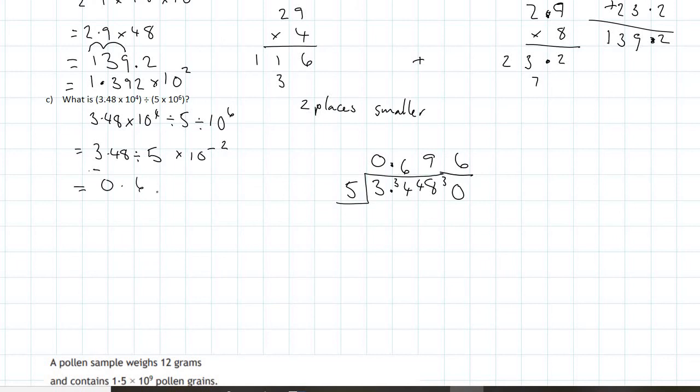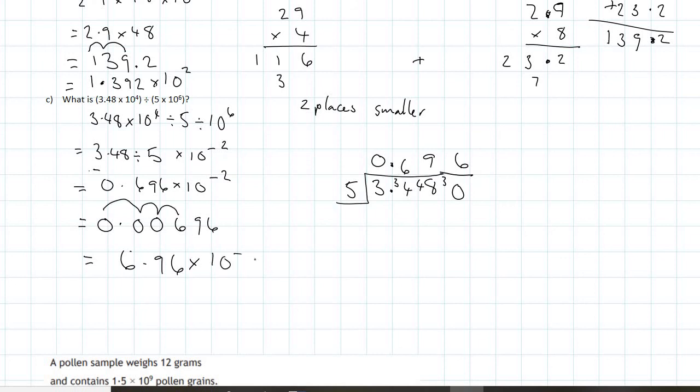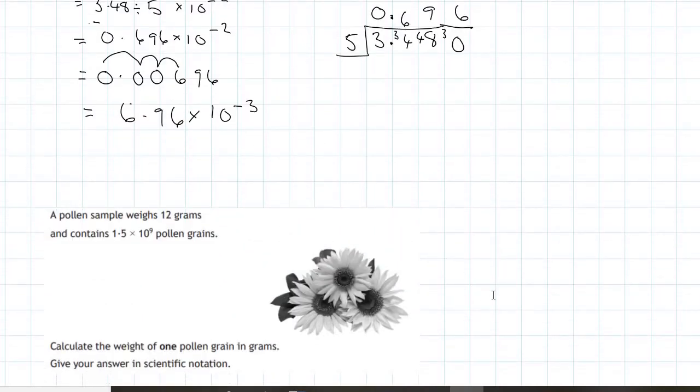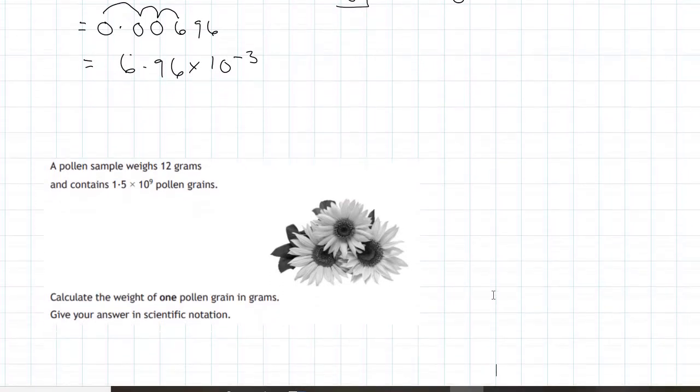Okay. Just put in my equal signs. Times 10 to the power of negative 2. So I'm moving this 2 places smaller. So it's going to be 0.00696. Or 6.96 times, now from the units column, that's been moved 1, 2, 3, so times 10 to the power of negative 3. Okay. Easy peasy. Now let's have a look at how these questions tend to turn up in exam papers.